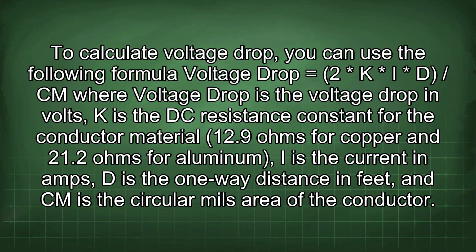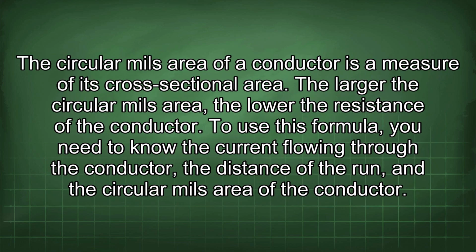To calculate voltage drop, you can use the following formula: voltage drop equals 2 × K × I × D / Cm, where voltage drop is the voltage drop in volts, K is the DC resistance constant for the conductor material, 12.9 ohms for copper and 21.2 ohms for aluminum, I is the current in amps, D is the one-way distance in feet, and Cm is the circular mils area of the conductor. The circular mils area of a conductor is a measure of its cross-sectional area. The larger the circular mils area, the lower the resistance of the conductor.